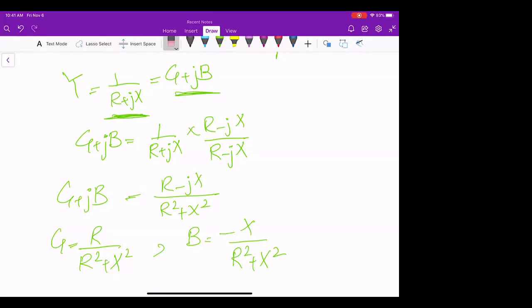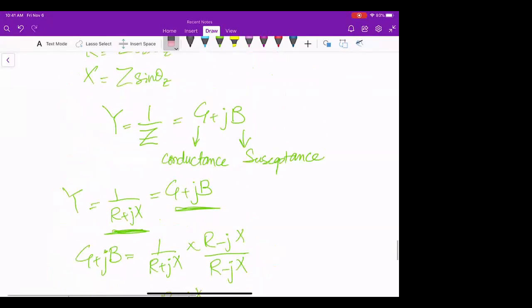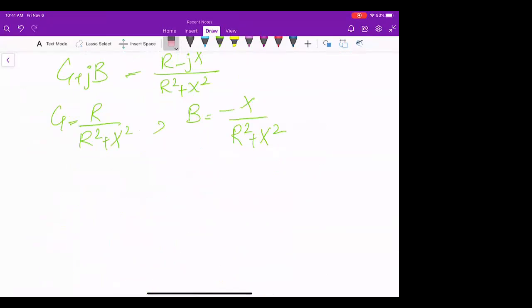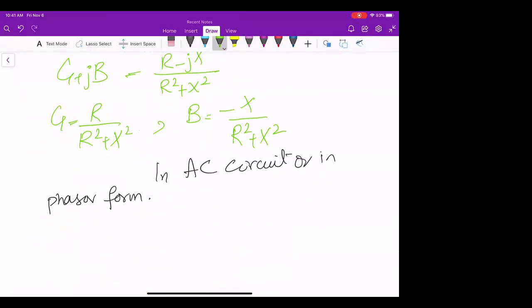And one more thing that we need to define. I mean, we need to write it in tabular form, that I know in AC circuits, or in phasor form, my R, what should I see?